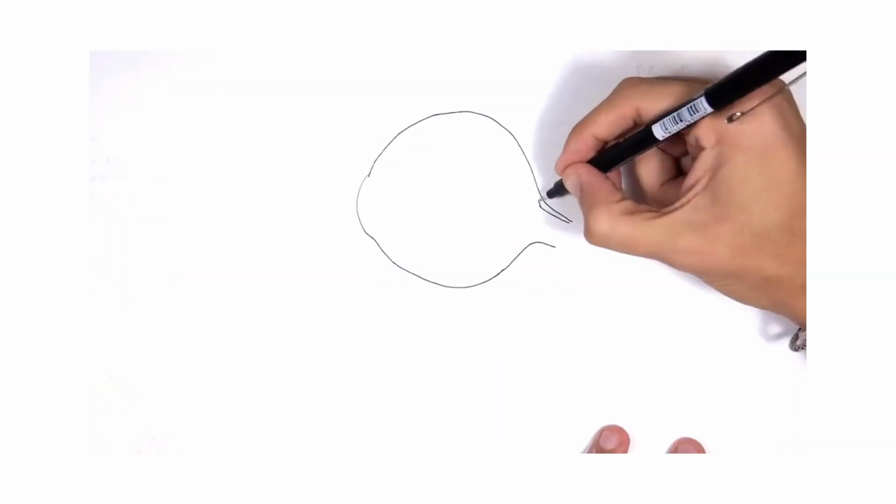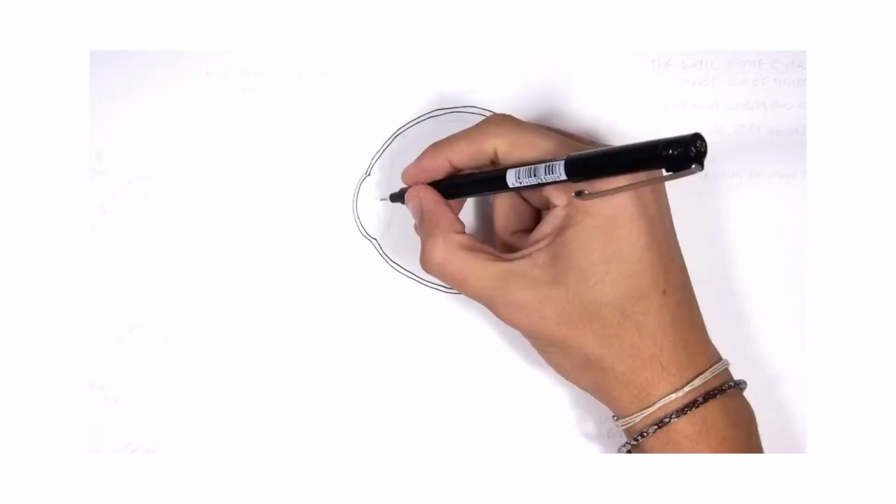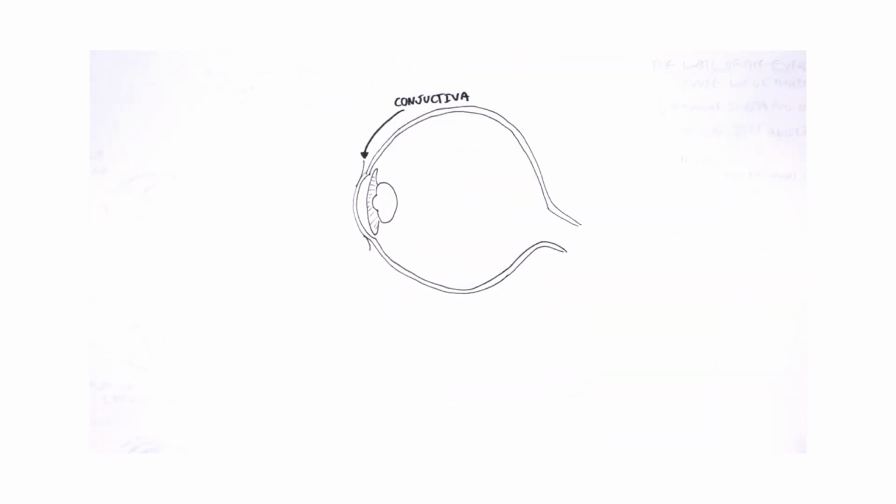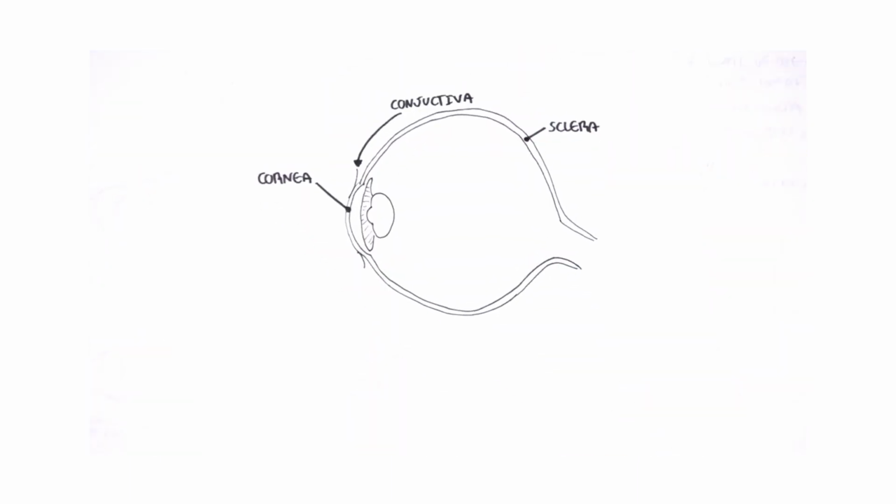The anatomy of the eye, an overview. So here we begin with a cross-section of the eye. We have the conjunctiva, the cornea. The cornea is on the same layer with the sclera, which is at the posterior end of the eyeball.